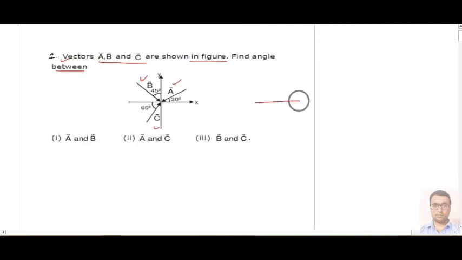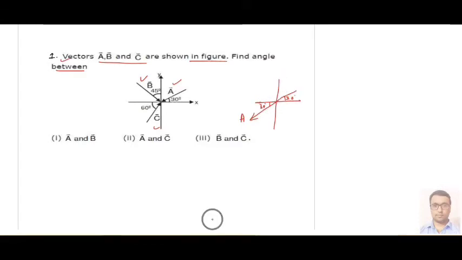For that we have to take vector A first, and we will see that the direction of vector A is like this. It is 30 degree from the positive x-axis. So this angle will be 30 degree. Then we will check that vector B is making 45 degree angle with the positive y-axis, or you can say positive x-axis also. So this is vector B and this angle is 45.